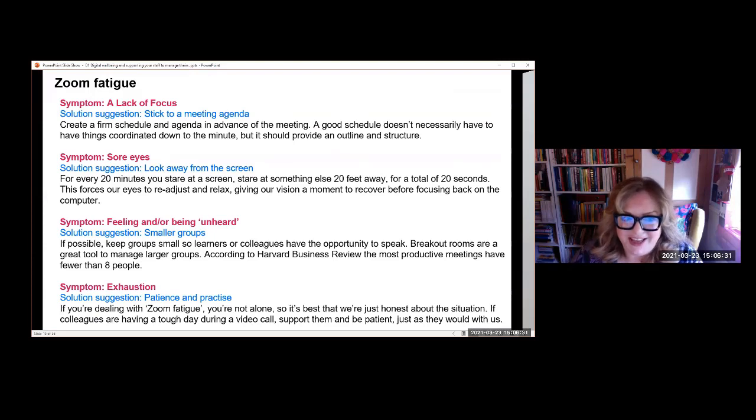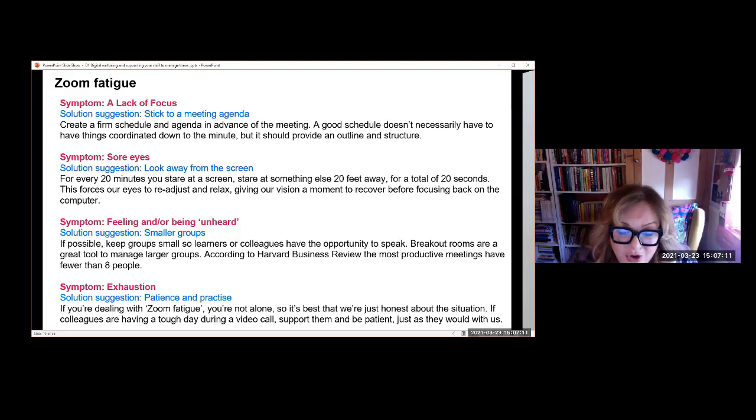So Zoom fatigue. On the slide, there are various symptoms and suggestions for solutions. So let's start with Zoom fatigue. The slide has some symptoms, but I'm going to talk about the causes of it. You might be at the point where you dread seeing a Zoom invite because you associate it with having to tidy up your background, force a smile, and mess about dealing with internet connectivity issues, or somebody else's. But Zoom fatigue is a real thing that lots of us are experiencing.